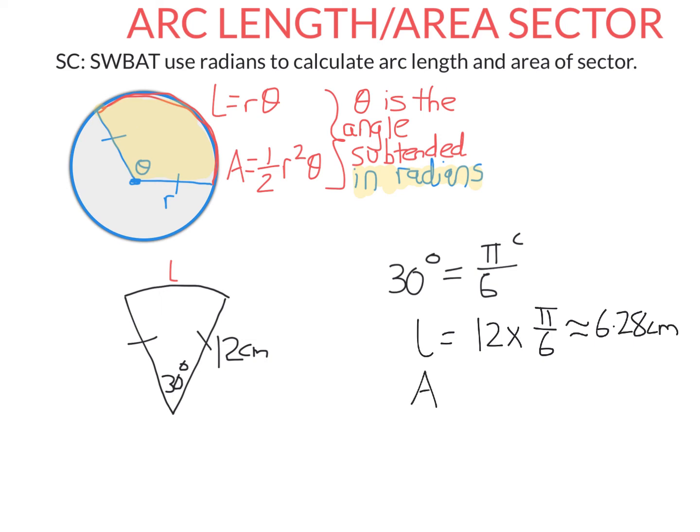So the area of this whole sector here, once again, we need to use theta in radians. It will be a half times radius squared times, again, angle in radians. And putting that in our calculator, we get 37.7. Of course, area is in square units, so it'll be centimeters squared. And then we're done. All right, let's look at a slightly harder question.